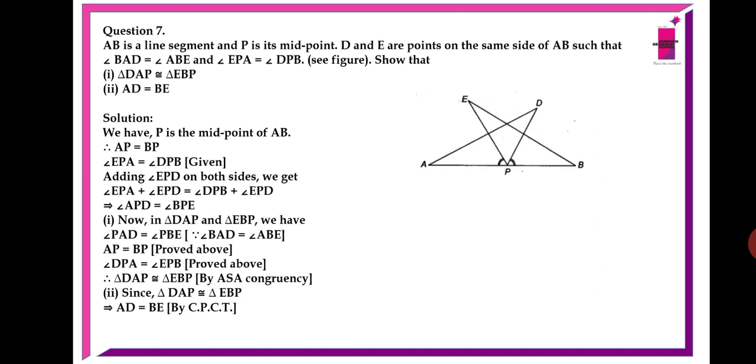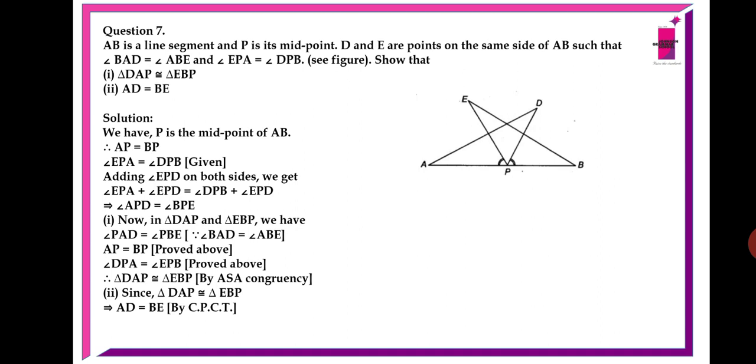Now the solution. According to the given data, we have P is the midpoint of AB, therefore AP equal to BP. As P is the midpoint of AB, the distances from P to A and B are equal. And angle EPA equal to angle DPB, this is given data. Here also we are adding angle EPD on both sides, because to get the required data to prove angle DAP is congruent to angle EPB.